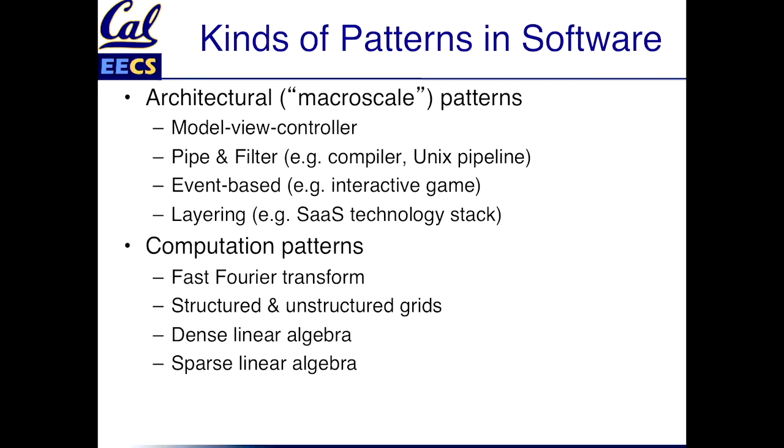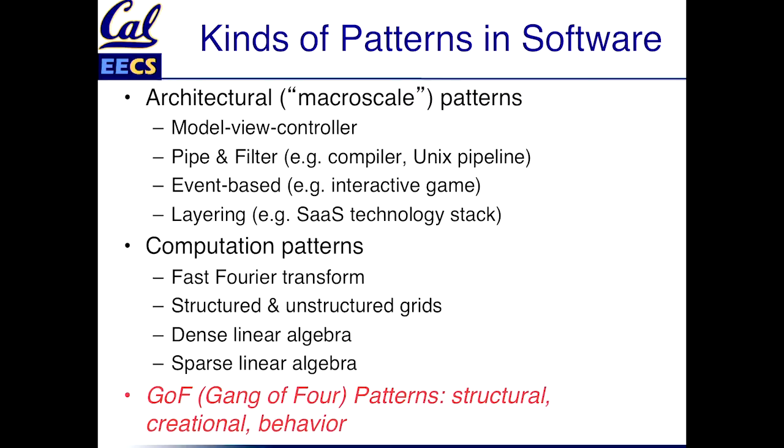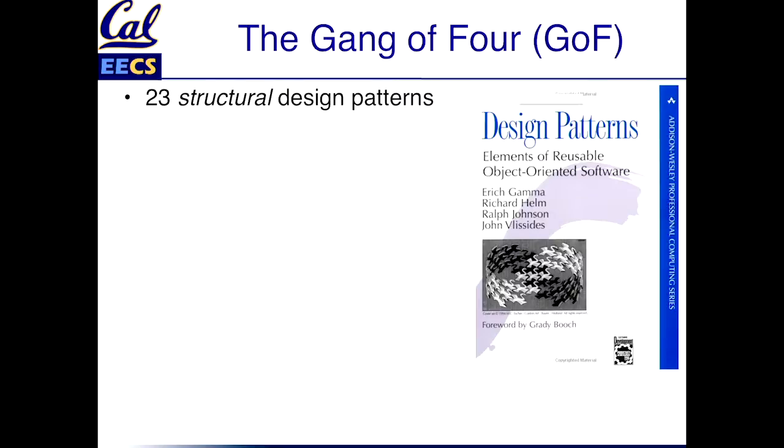There's also patterns of computation. So there's different kinds of mathematical computations that occur in a variety of scientific applications. Fourier transforms for doing signal processing, linear algebra in various forms. We're going to talk about the Gang of Four patterns, which really have to do with software structure below the level of gross architecture. And these are patterns that are subdivided into structural, creational, and behavioral patterns according to what part of the object lifecycle they participate in.